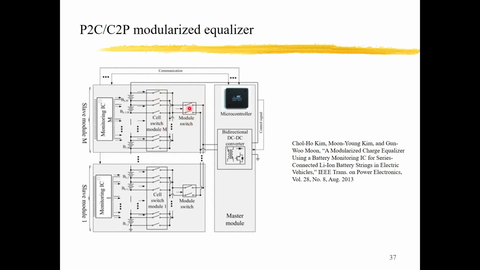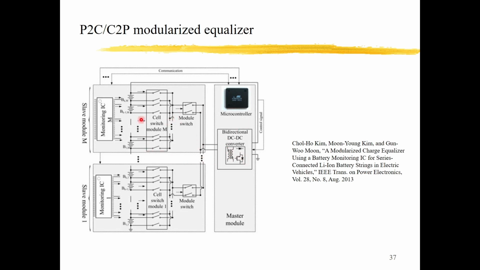And for the module switch, the voltage trace is a whole pack. The voltage trace is higher on the module switches, but inside the module, the selection switches for each cell, the voltage trace is lower. Okay, this is related to the cost and related to the reliability.